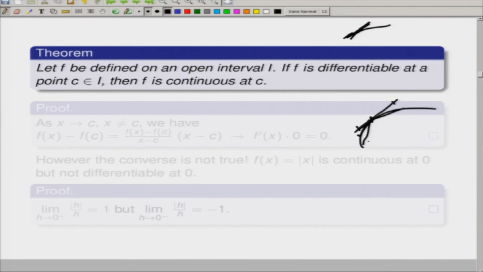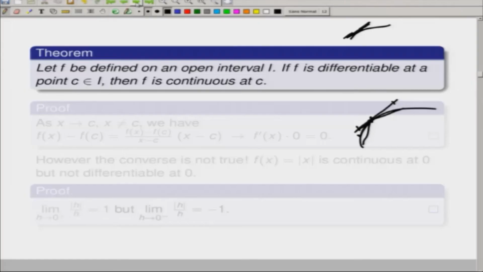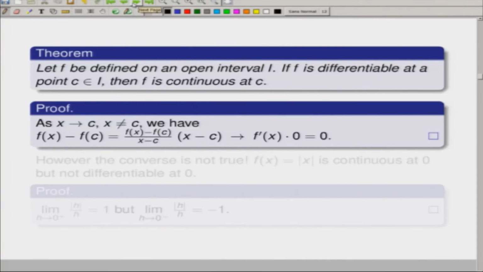If f is defined on an open interval I and f is differentiable at a point c, then f is continuous at c. So the necessary condition for f to be differentiable is that f has to be continuous at that point c, but it may not be a sufficient condition. First, let us prove that it is a necessary condition. In order to show that f is continuous at a point c, we must show that the limit as x goes to c of f of x is equal to f of c.